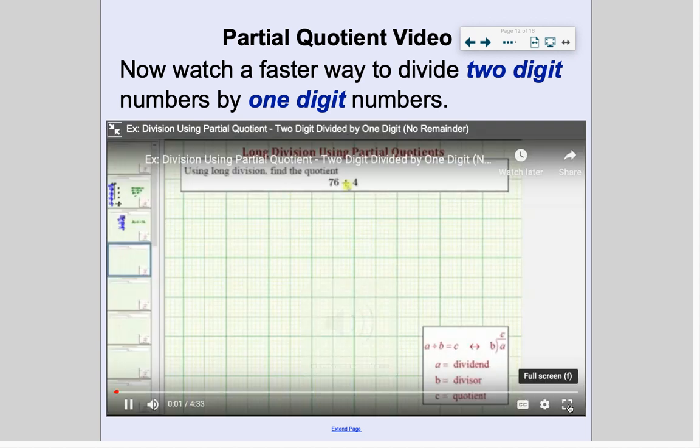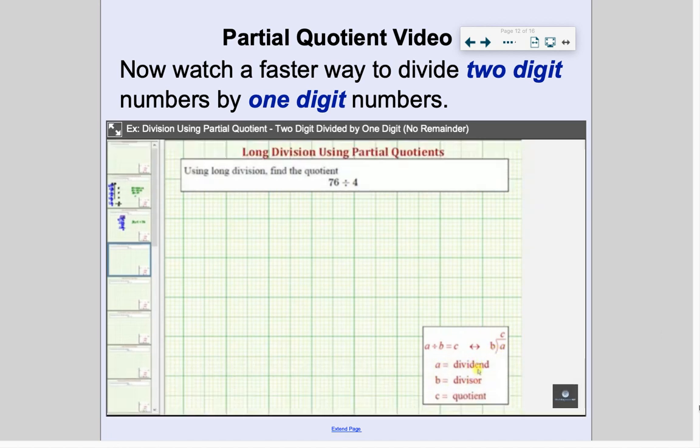We want to use long division to find the quotient. We have a 2-digit number divided by a 1-digit number. For this example, instead of using the traditional long division algorithm though, we use a method called partial quotients. The first step is to write the quotient in long division form, which is this form here. These two division problems are equivalent, where A is the dividend, B is the divisor, and C is the quotient. So we'll write 76 divided by 4 as 76 divided by 4 in this form here.